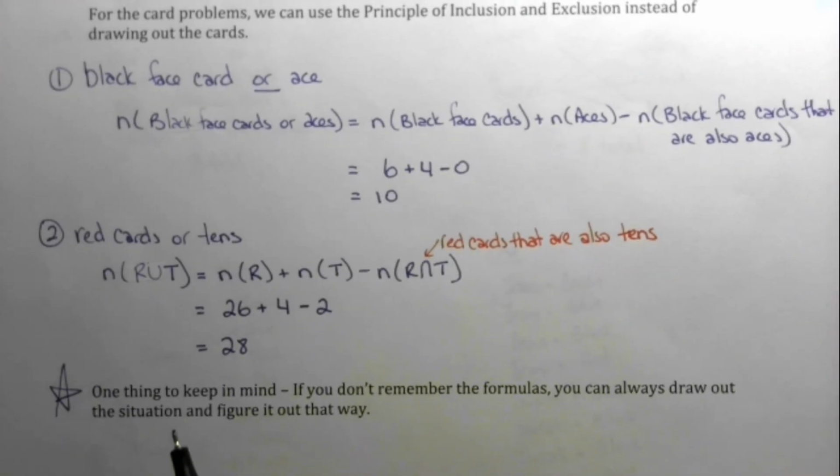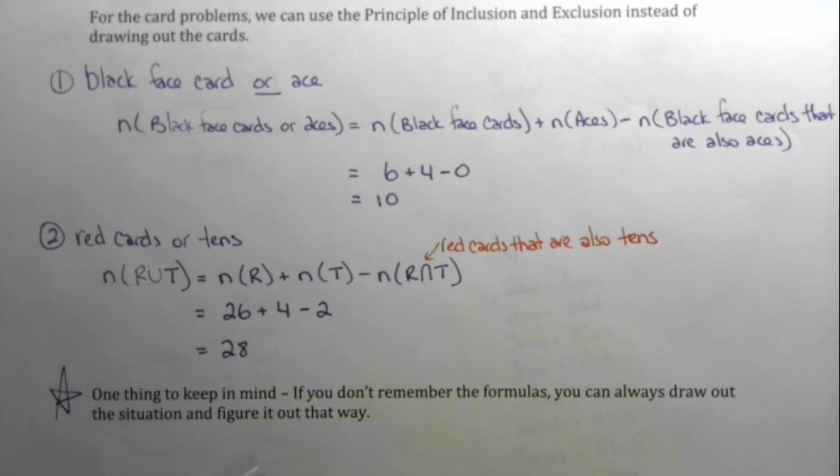One nice thing about this, if you don't remember the formulas, you can always draw out the situation and figure it out that way. You don't have to use these formulas. You can draw yourself a picture, a diagram, a tree, a list, anything, and count them up. So you should be able to come up with some way of solving these, even if you can't remember the formulas. The formulas, though, are given to you on your formula sheet. They're just written in terms of probabilities instead of in terms of numbers. So you would just change the P's to N's, and then they're the same formulas.